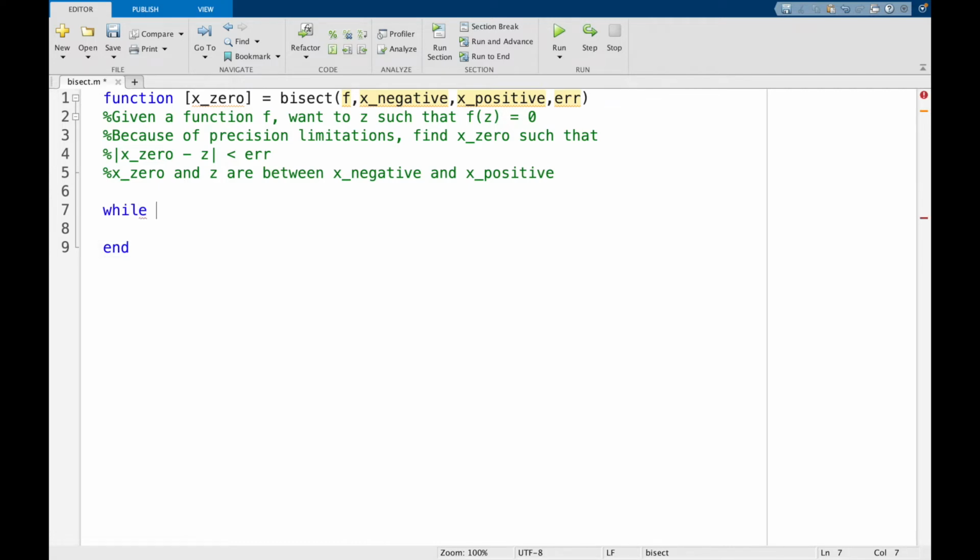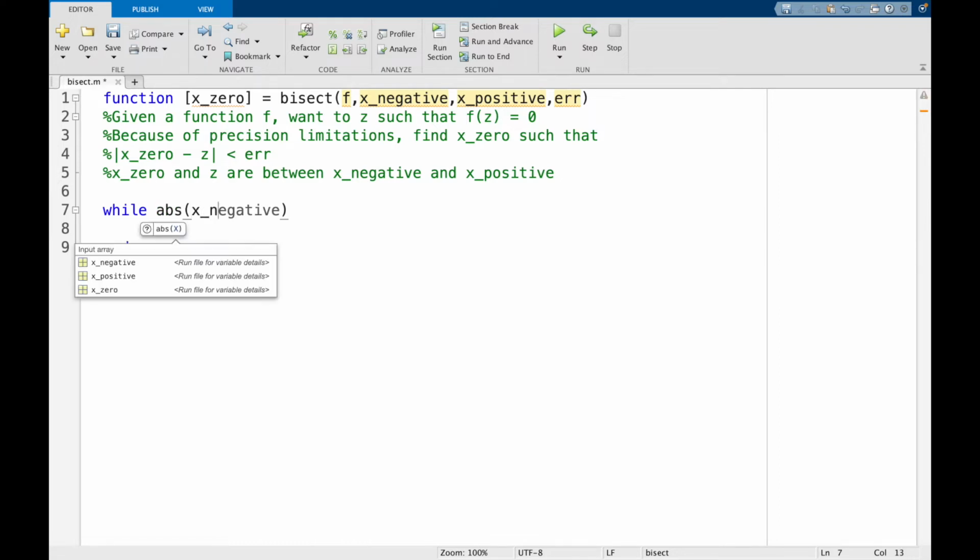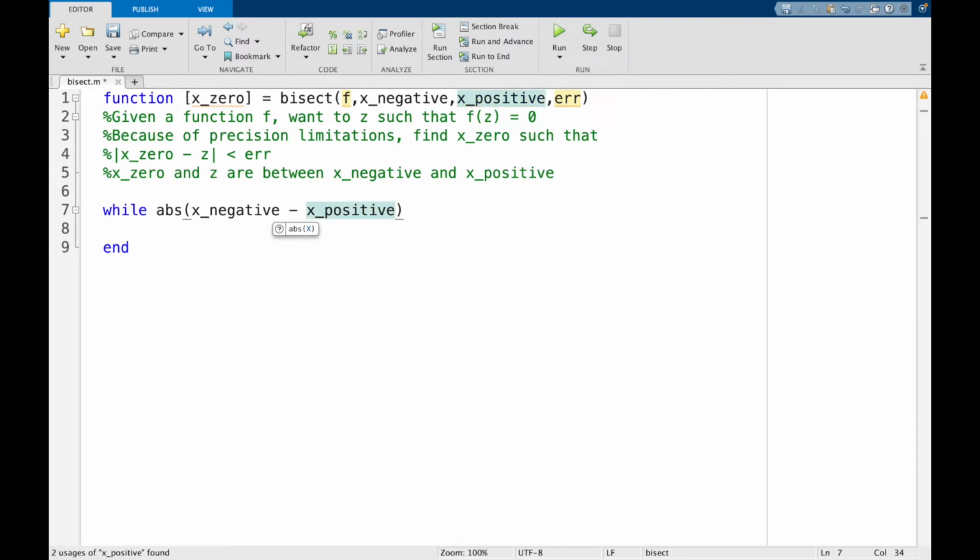Now I want the absolute value, I want the distance between x negative and x positive to be smaller than some error term, so I'm going to keep going until the distance is no longer greater than or equal to the error term. So what I mean by that is while the absolute value of x negative minus x positive is greater than or equal to our error term.